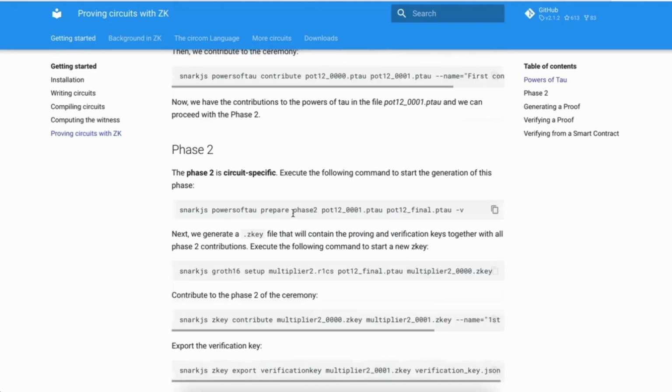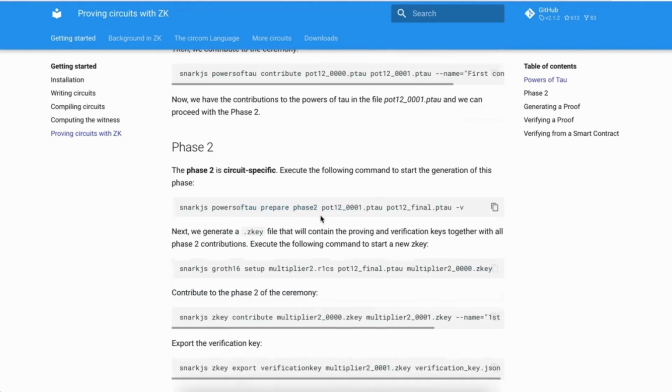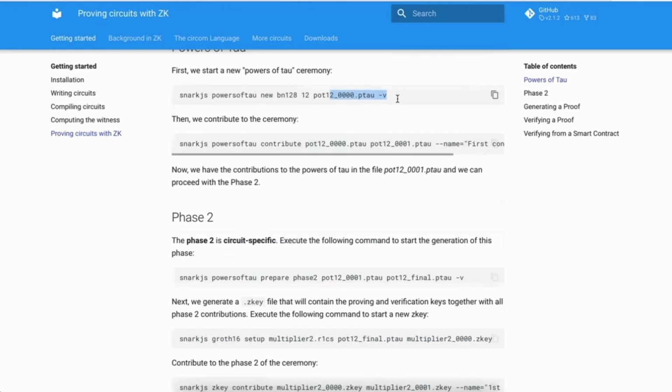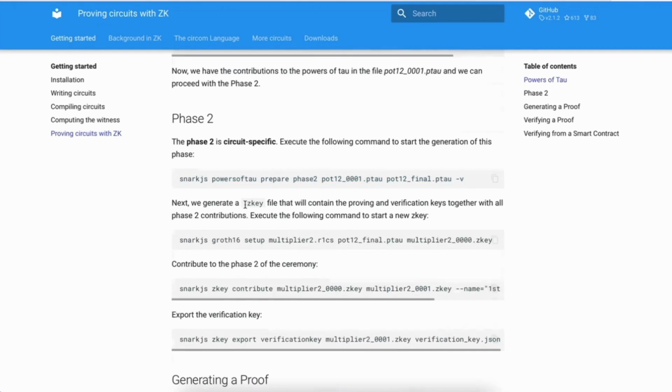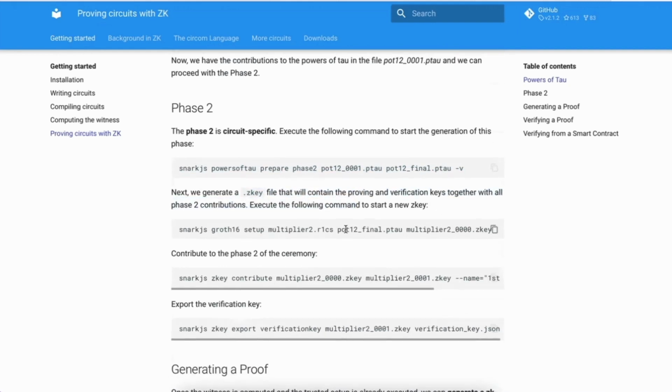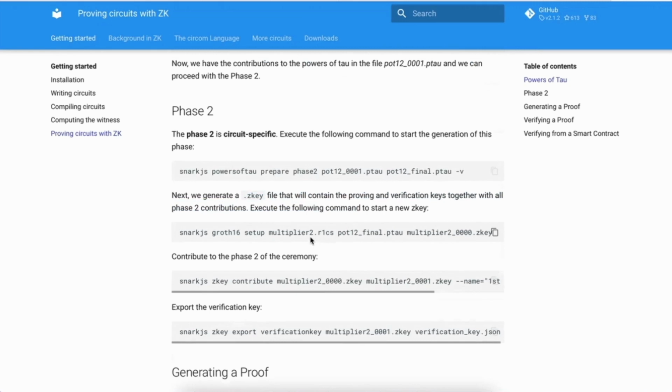The circuit specific. So they would have had to run this. This they would have used probably. And this they would have had to run. So this generates the zkey file. Yes, in our initial diagram we saw these keys.